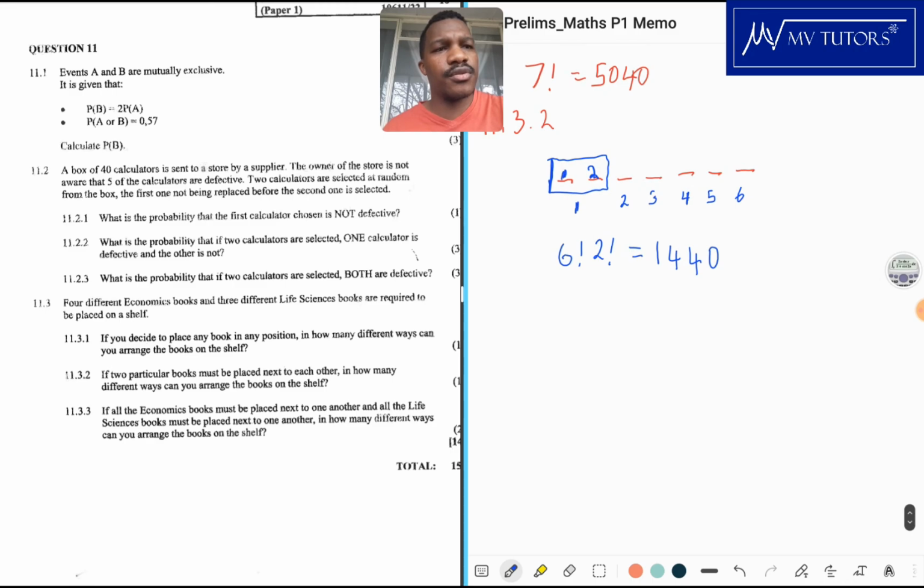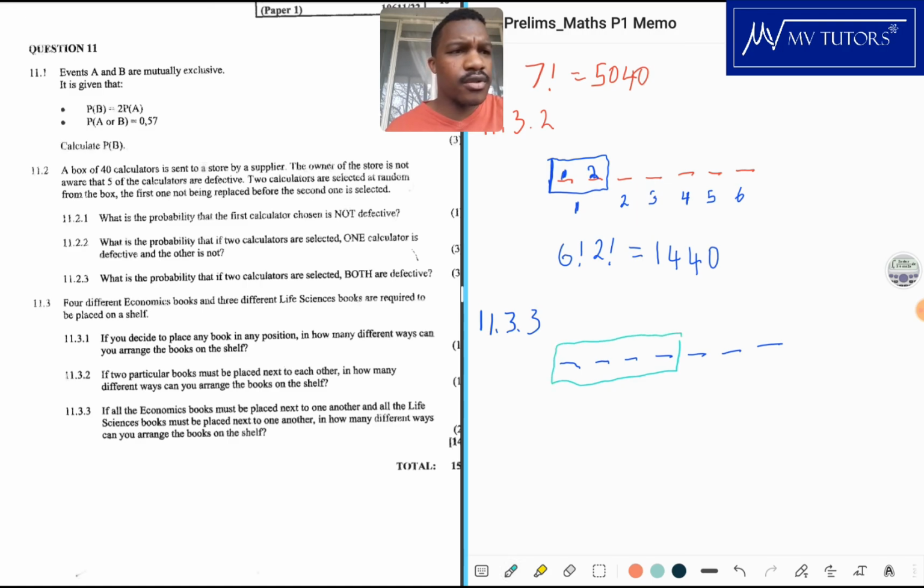Okay, and then the last question, 11.3.3, says if all the economics books must be placed next to one another and all the life science books must be placed next to one another, in how many different ways can you arrange this? Okay, so we still have 7 positions: 1, 2, 3, 4, 5, 6, 7. But now, check what's going on. Let's start with the economics books. How many economics books? 4 different economics books. So the 4 positions need to go to economics: 1, 2, 3, 4. Those are for economics.